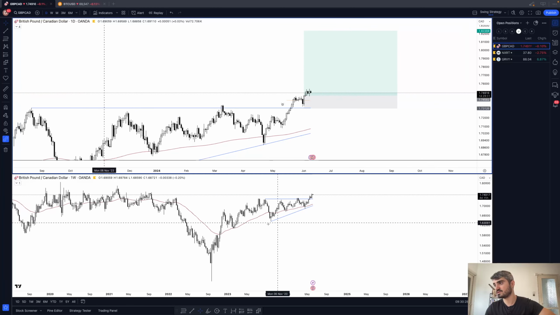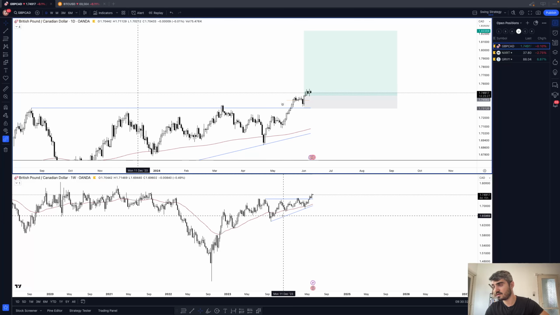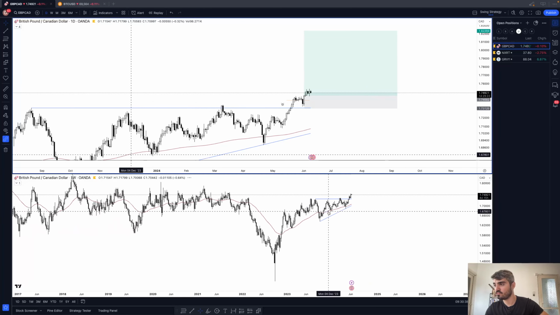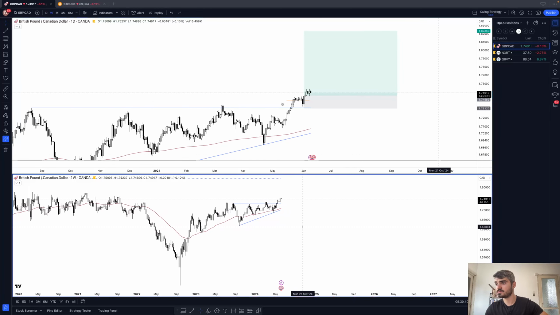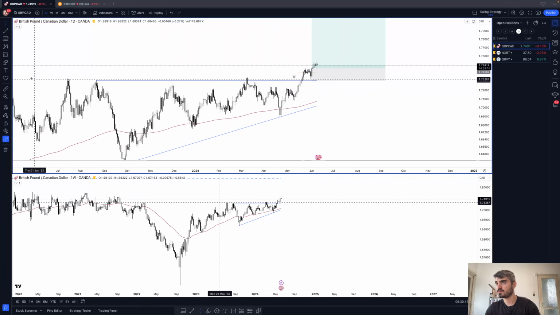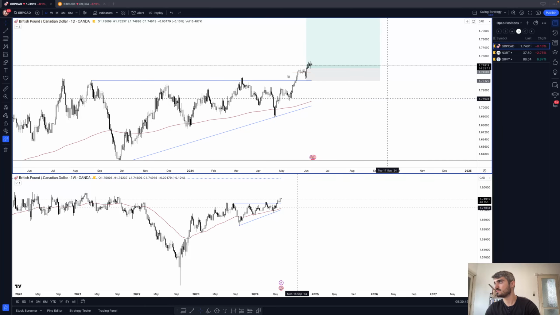Overall, an ascending right angle triangle, continuation pattern. Overall looks good. Breakout 1, 2, 3.